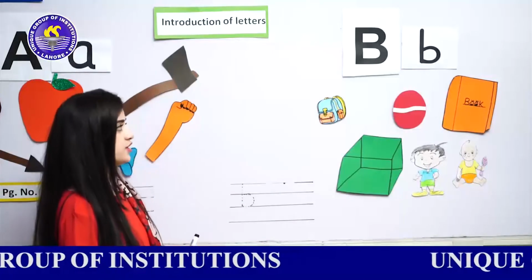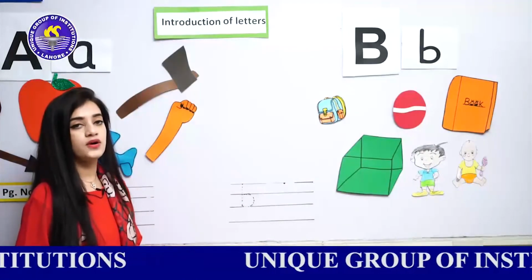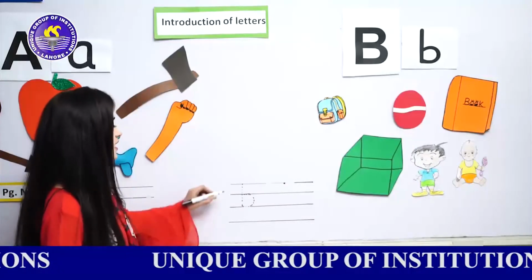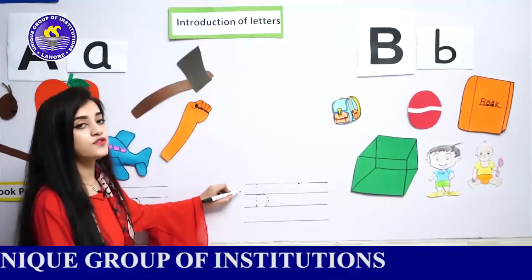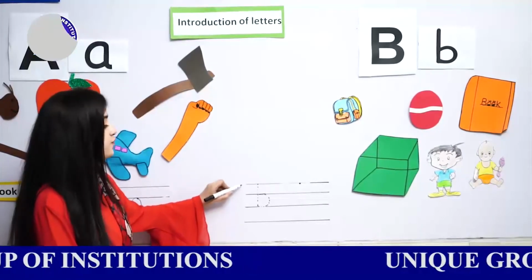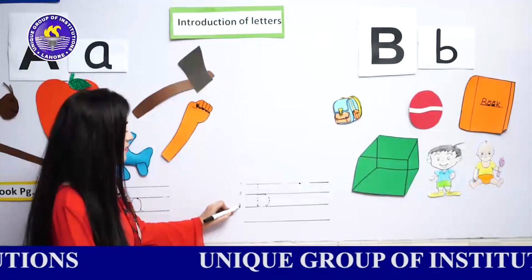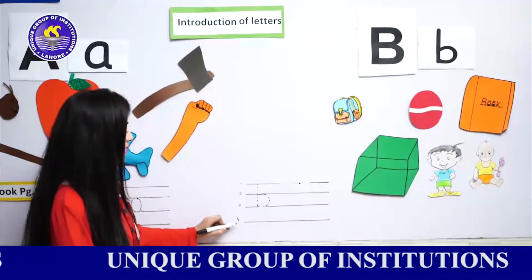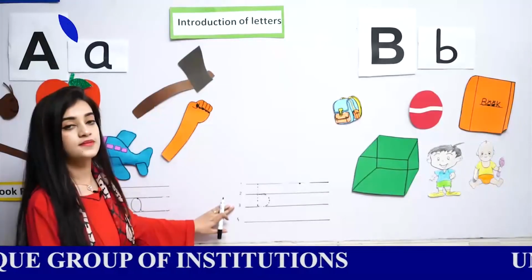Now I am going to tell you how to write small b on dots. There are 4 lines on your book. You have to write small b in first 3 lines. 1, 2, 3, 4. There are 4 lines and we are going to write small b in these 3 lines.